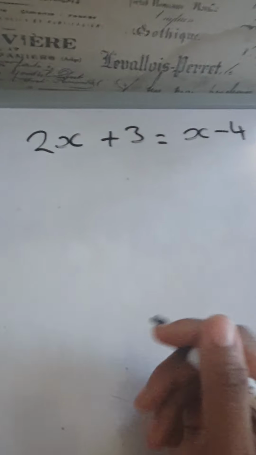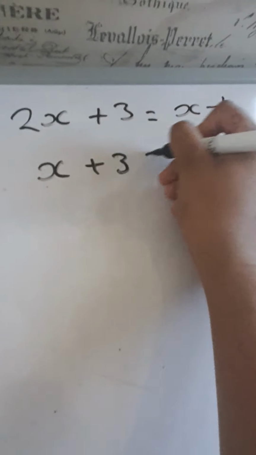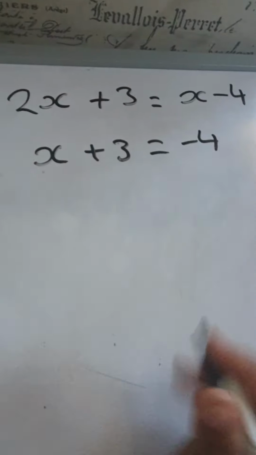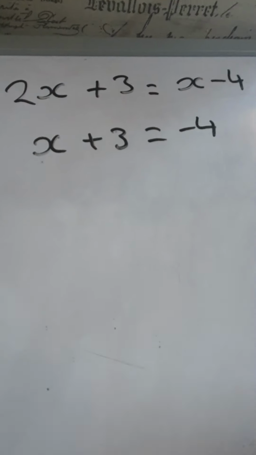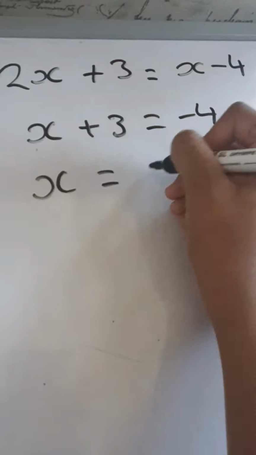So the first question, which is 2x plus 3 equals x minus 4. It is a normal solving equation. I've got to move my x's to one side and my numbers to another. So if I take away x from both sides, I'll have x plus 3 equals minus 4. We all know how to solve a one-step equation like that. So I'm going to take away 3 from both sides and I've got x equals minus 7.